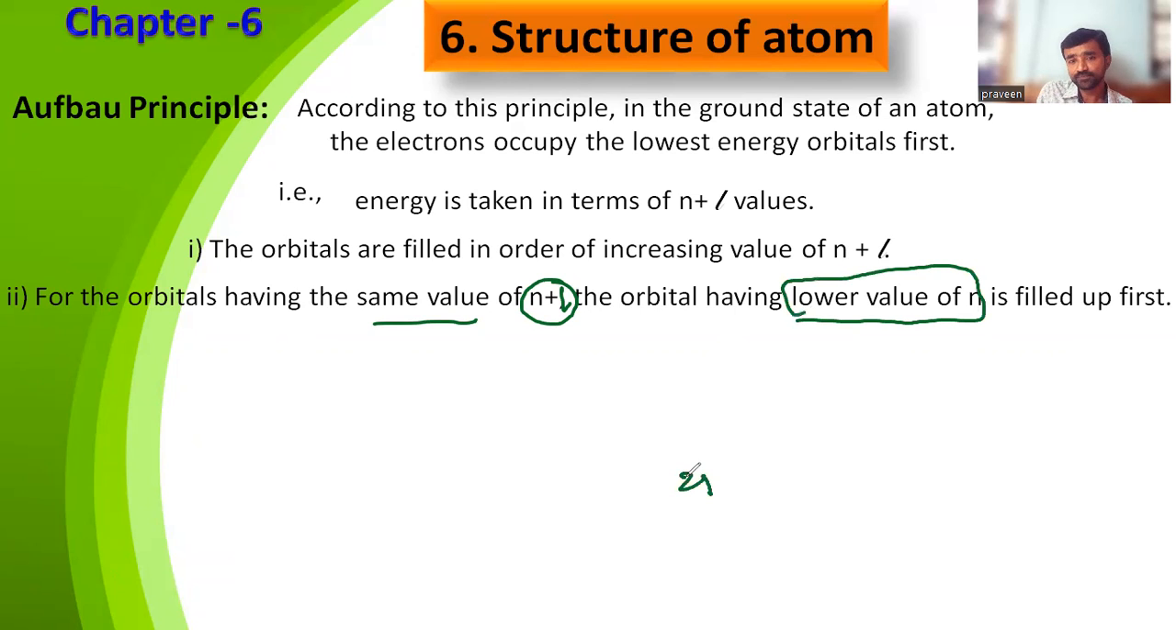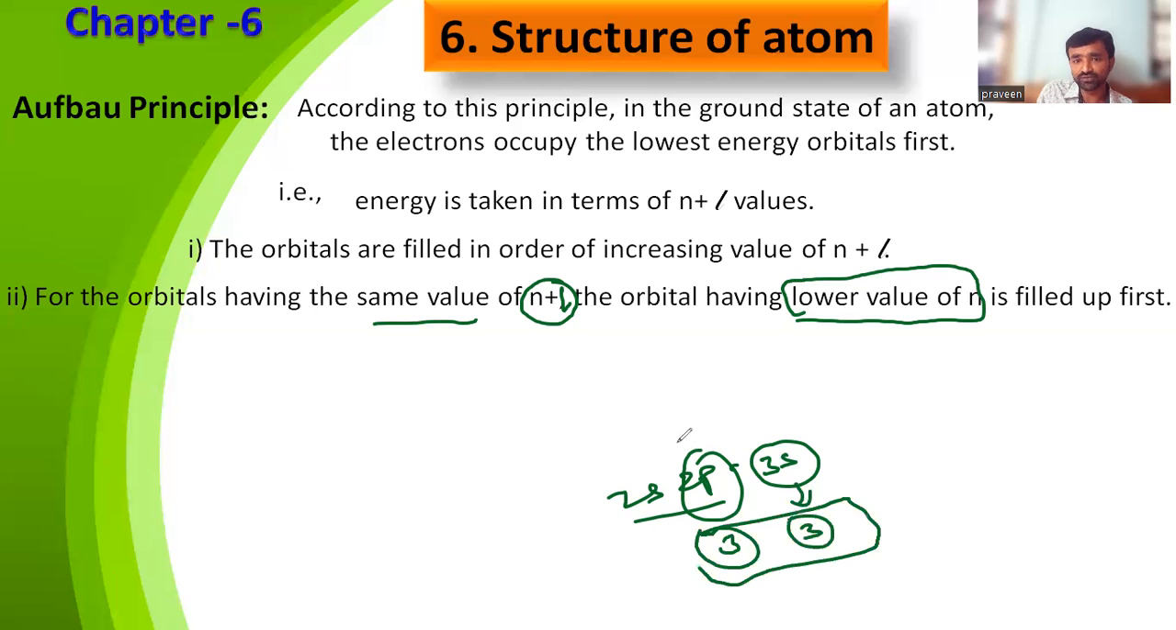So 2s, 2p, there is no problem. 2p and 3s, we are getting a problem. So according to N plus L, 2 plus 1, 3, I'm getting here. 2 plus 0... sorry, 3 plus 0, I'm getting 3 here. So in this case, what to do? The least N value will be filled first. So 2p is first, 3s is next. So I got the energies. 1s is least, 2s is least compared with the others. Next, 2p is least. Next, 3s is least. So by this method we are arranging.